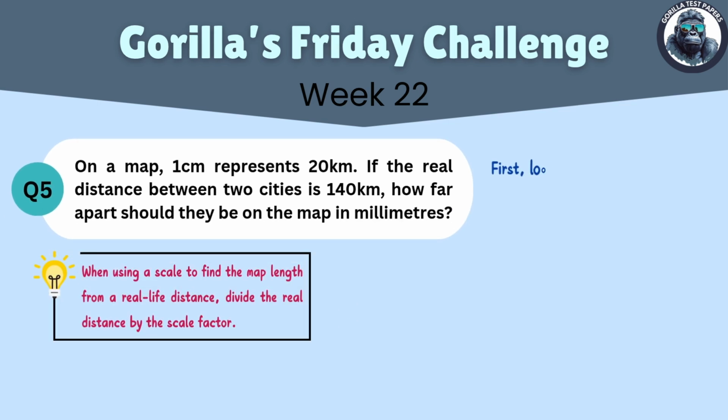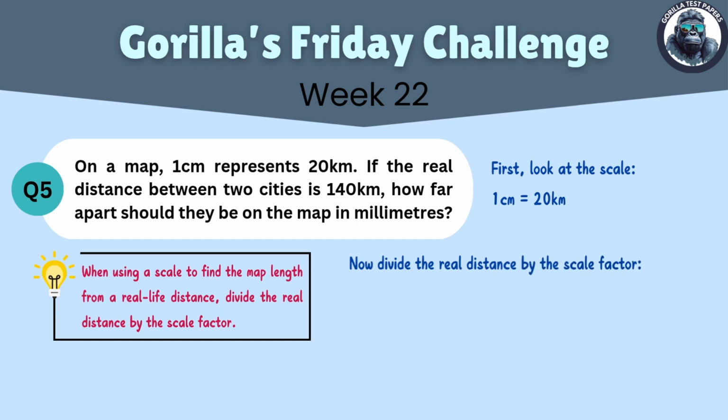Once again, we first want to look at the scale, which is 1 centimeter equals 20 kilometers. This means that every 1 centimeter on the map shows 20 kilometers in real life. Now the real distance between the two cities is 140 kilometers, and to find the map length we have to divide the real distance by the scale factor. So we do 140 divided by 20, which gives us 7 centimeters.